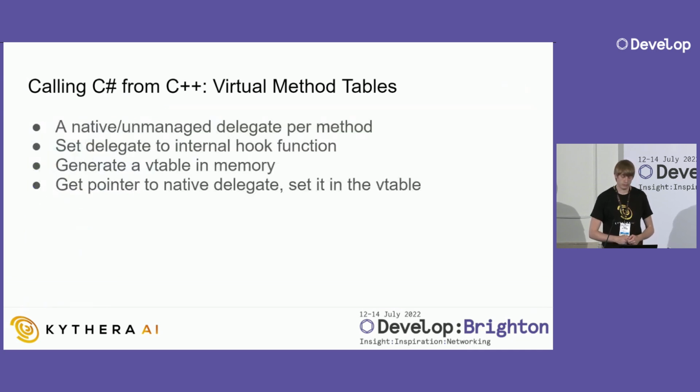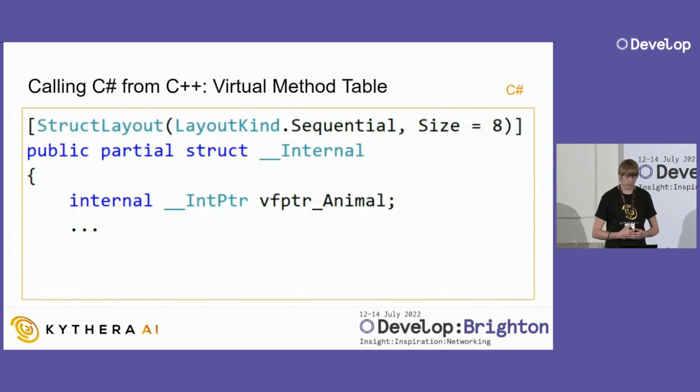For every virtual method we have in a class, CppSharp generates a native unmanaged delegate, which is a fancy word for a function pointer. This delegate will be set to an internal hook function that is generated per method. Then we generate a virtual method table in memory. Whenever the runtime part of CppSharp starts up, it will generate that vtable for every class. Then we get a pointer to this native delegate and set that in the vtable. Here we can see a struct layout for a class that has a vtable. It's again an IntPtr and then that vtable.